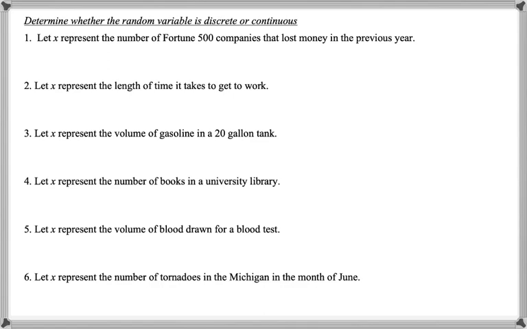Determine whether the random variable is discrete or continuous. Let x represent the number of Fortune 500 companies that lost money in the previous year. So what's the number of companies? So we're not looking at parts of companies or decimals of companies. These are going to be whole numbers. So this is discrete.